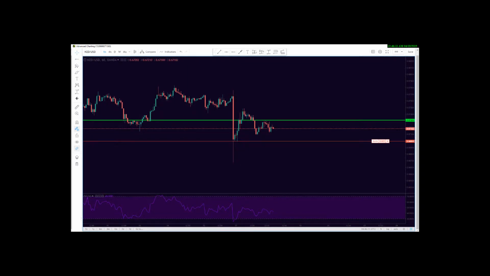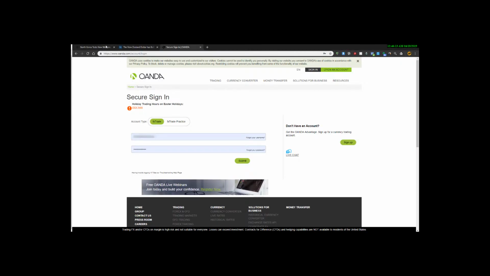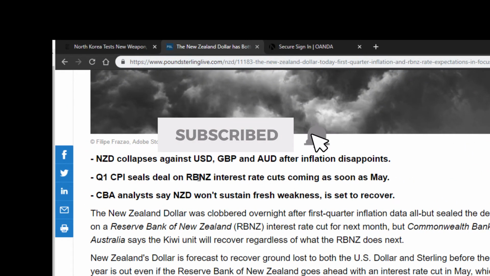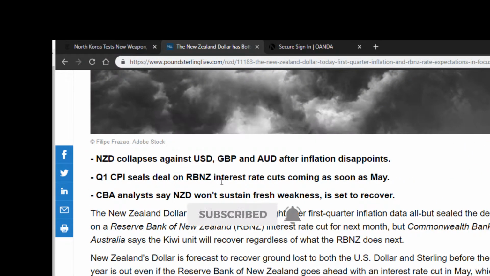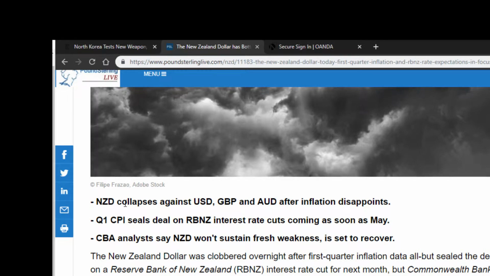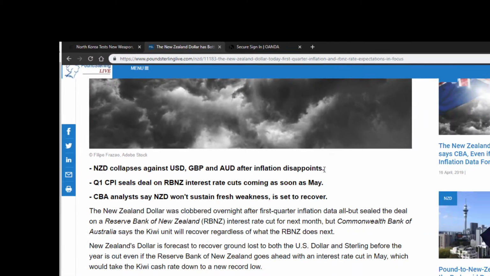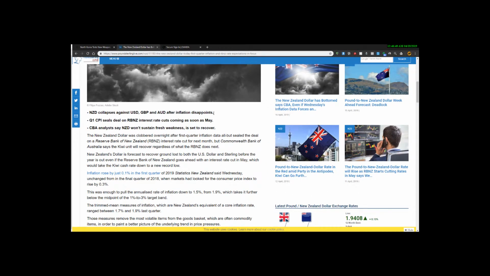So let's pull up the internet real quick. Because I'm a fundamental trader, I'm looking at what's going on in the economy on a macro level, a small scope as well as a big scope. Yesterday it says NZD collapses against the USD, GBP and the Australian dollar after inflation disappoints. They were looking at about 0.3, and it came in at like 0.1 or something like that. But whatever it was, it dropped.